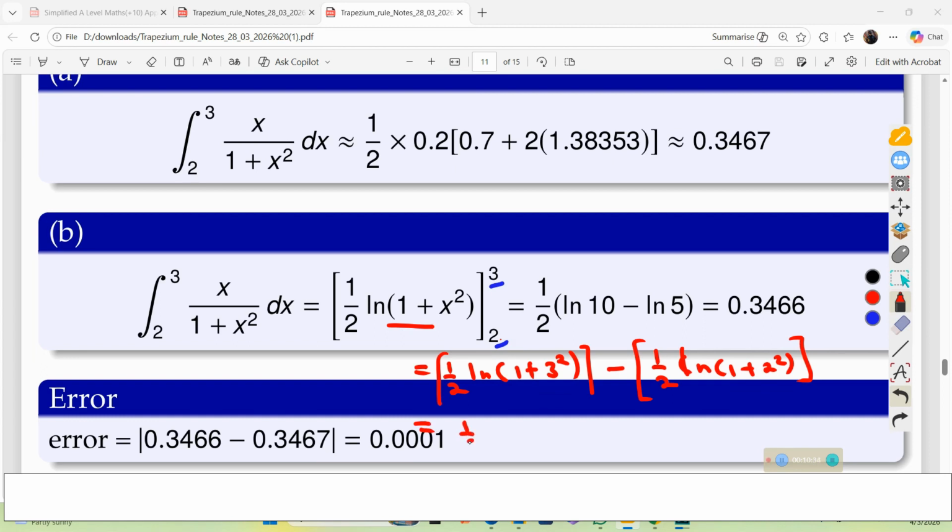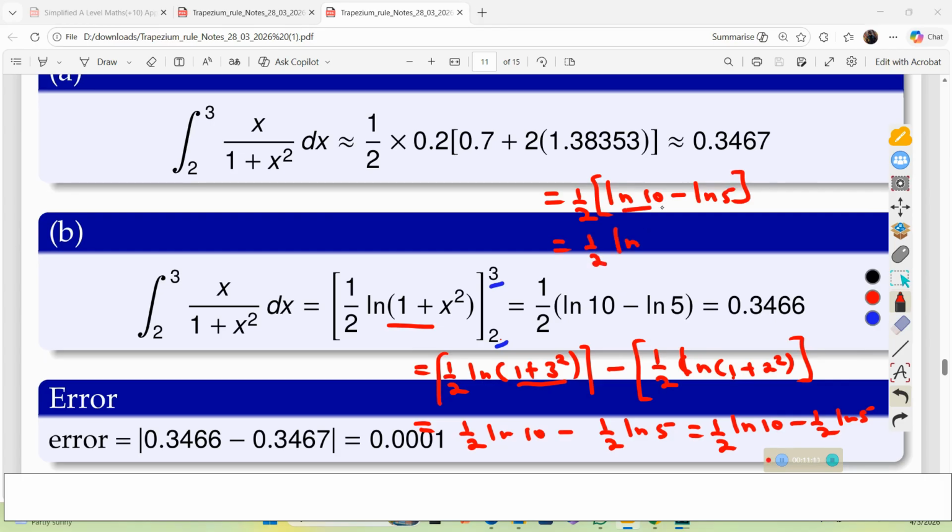So this will be half ln of 1 plus 9, that is ln of 10, minus half ln of 1 plus 4, that is 5. So in other words, you have half ln of 10 minus half ln of 5. A half is common, so you can pull the half out and remain with ln of 10 minus ln of 5. So this will be the same as a half, from properties of logarithm.